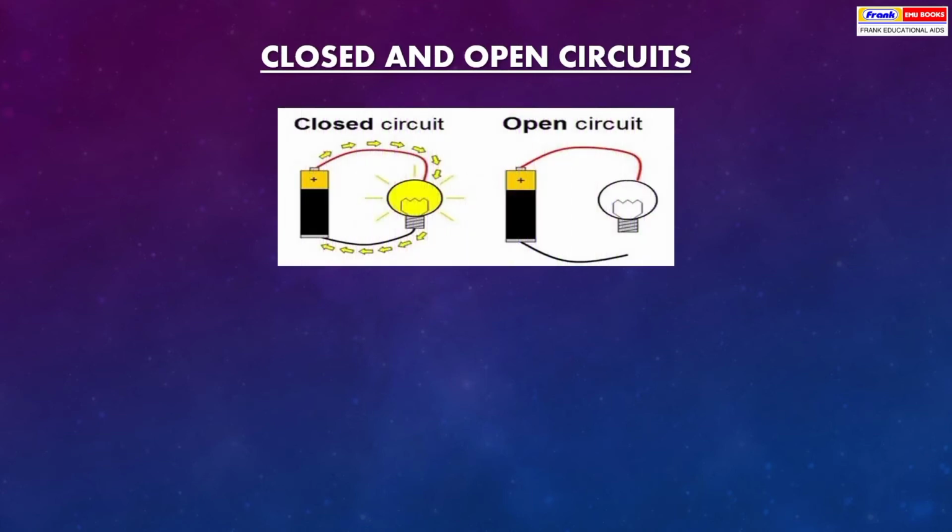Closed and open circuit. This is the closed circuit. The wires are closely connected to the cell and the bulb. This is the open circuit where wires are closely connected to the cell but they are not connected to the bulb from both the ends. So the bulb is not glowing here because there is no continuous flow of current.